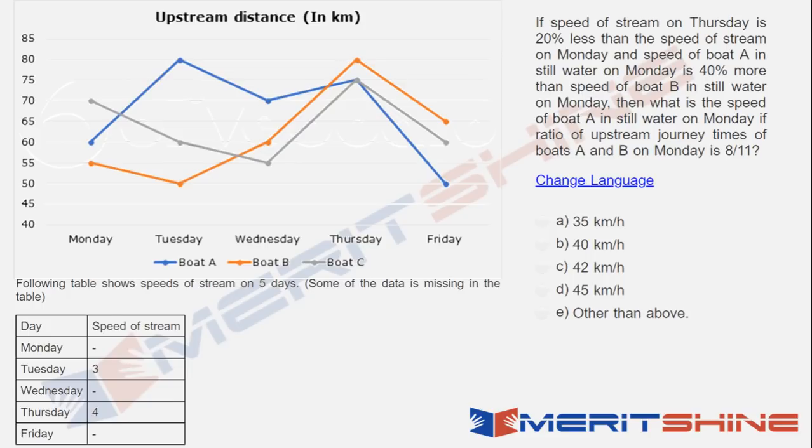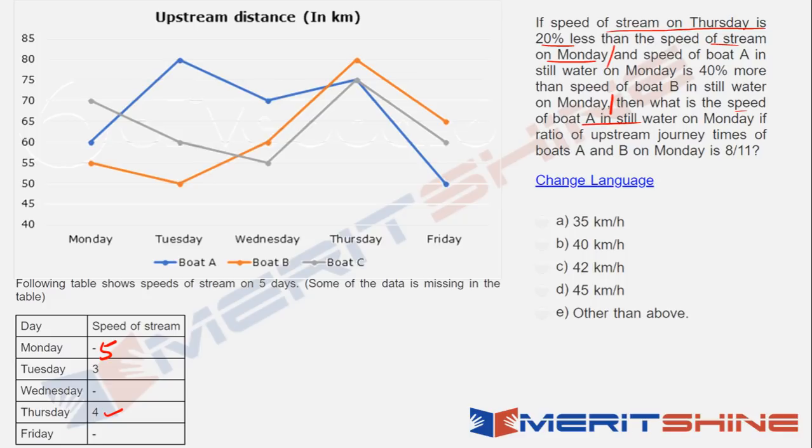So how do we do this? If you look at this, the speed of the stream on Thursday is 20% less than the speed of the stream on Monday. The speed of the stream on Thursday is given as 4, so the speed of the stream on Monday would be 5. That's simple. And the speed of boat A in still water on Monday is 40% more than the speed of boat B in still water on Monday. This is also given here. Finally, it's asking what is the speed of boat A in still water.